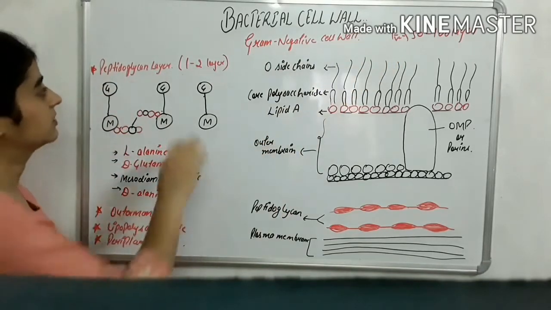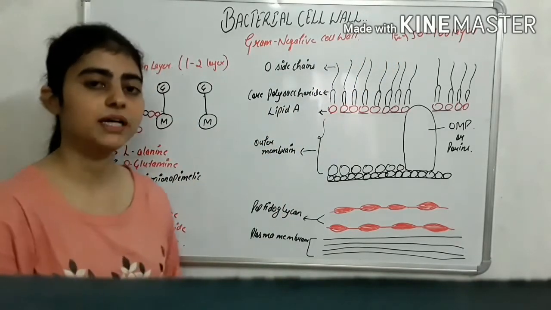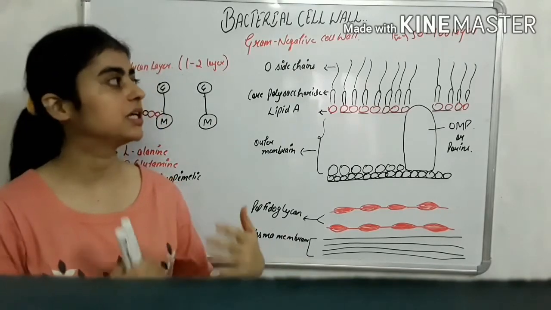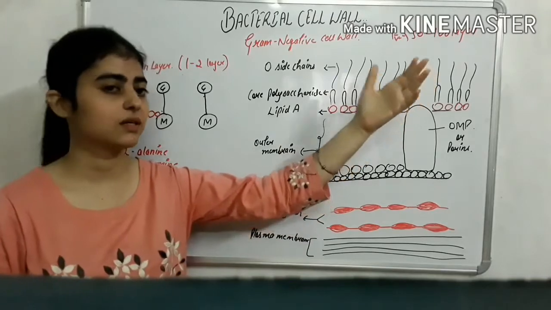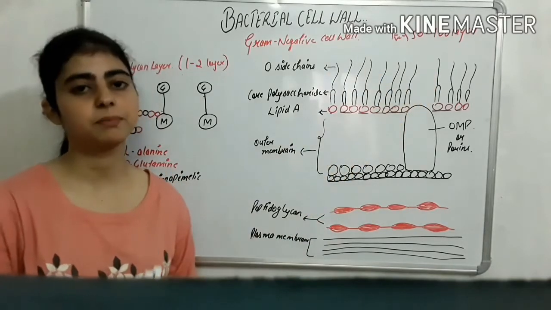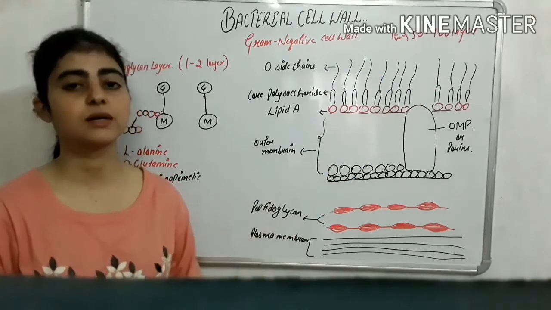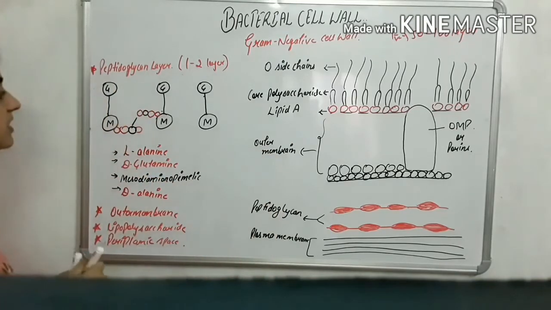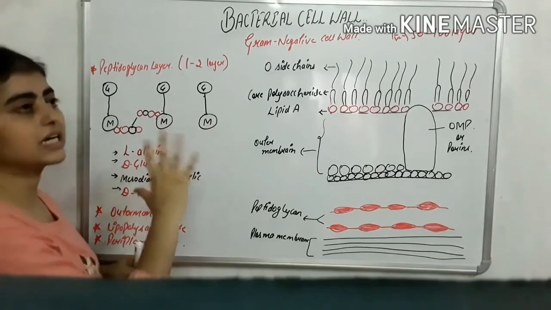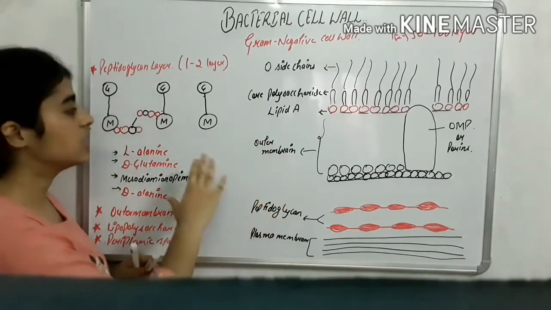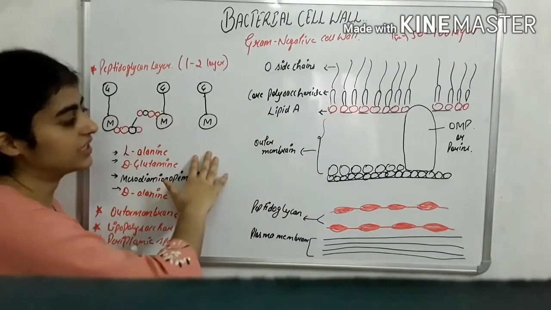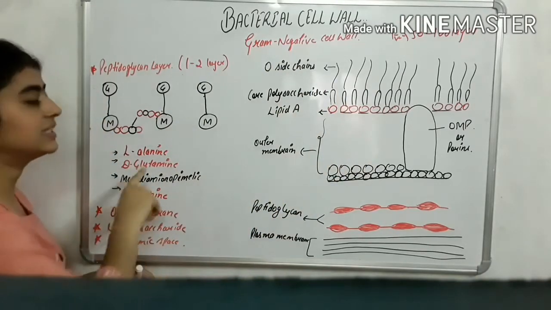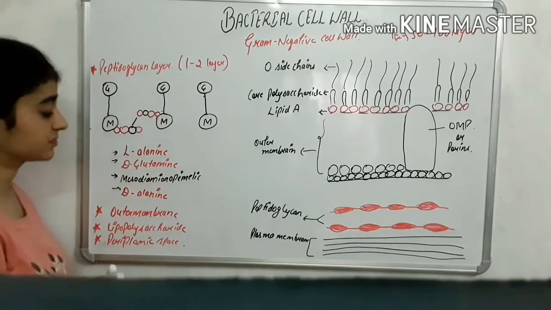The peptidoglycan layer is also made up of mucopeptides and NAM and NAG, similar to the gram-positive peptidoglycan. Next, there is a difference in the tetrapeptide chains. The peptidoglycan layer differs from the gram-positive peptidoglycan layer only in the tetrapeptide chains.